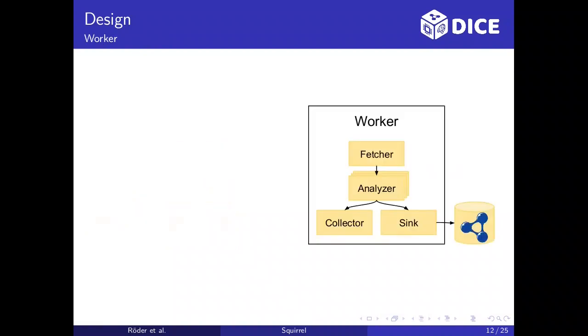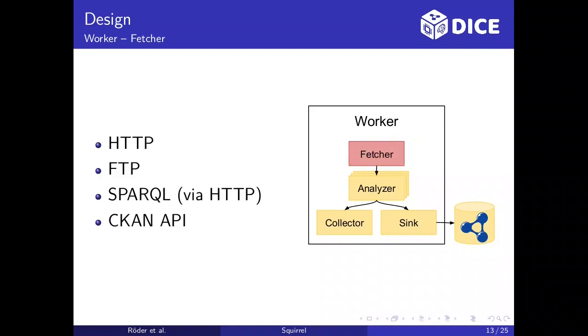The worker is the component that carries out the actual crawling, and it comprises a fetcher, which is the first step. The fetcher downloads the content of the given URI. And there we have different implementations. We have an HTTP client, an FTP client, a SPARQL client, but also a client for the CKAN API.